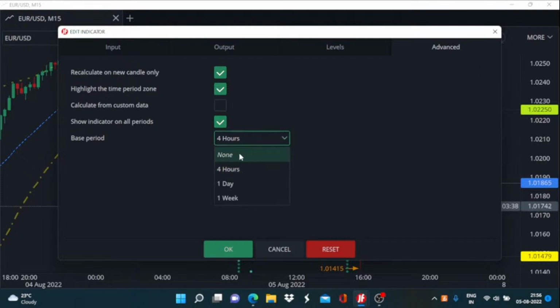The base period can be anything from none to 1 week. So all these four options are also there.